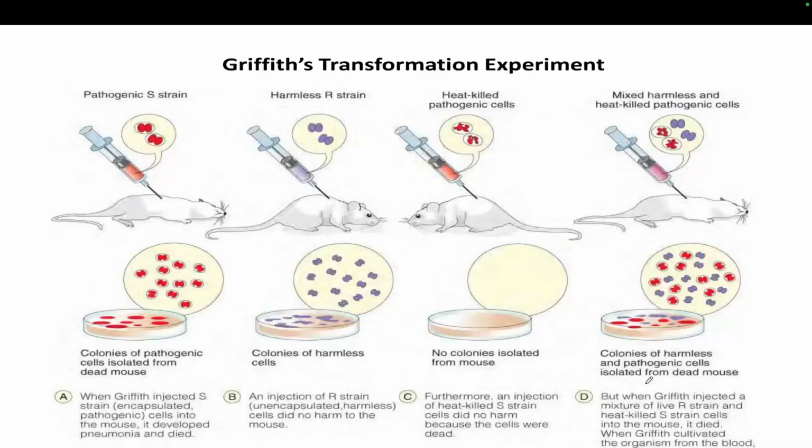But when it is mixed, it has two things, the harmless as well as the pathogenic cells, and the DNA material is transferred to the harmless R strain, so that it survives. From this experiment, it was proved that DNA is exchanged from one cell to another cell. So that is the transformation experiment.